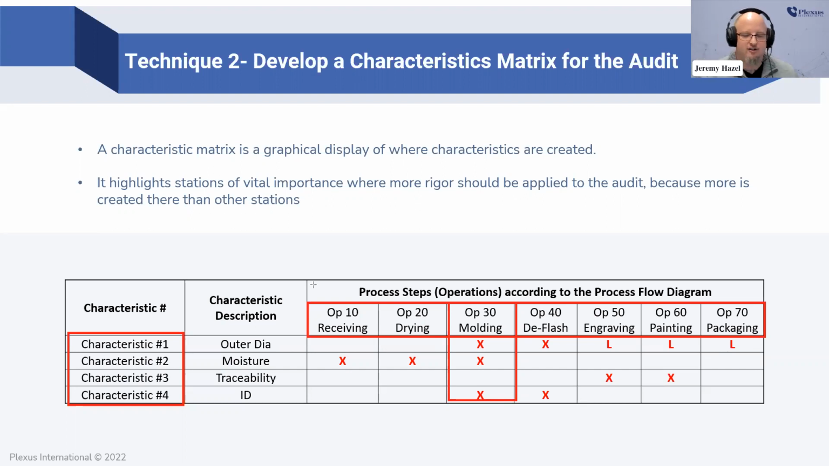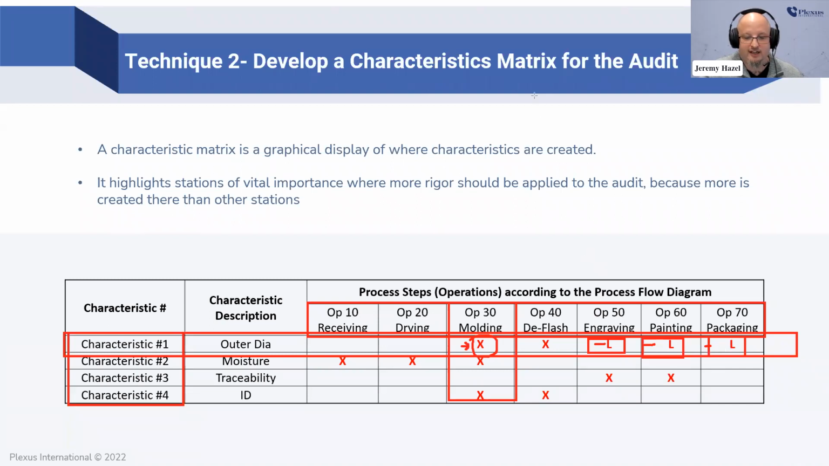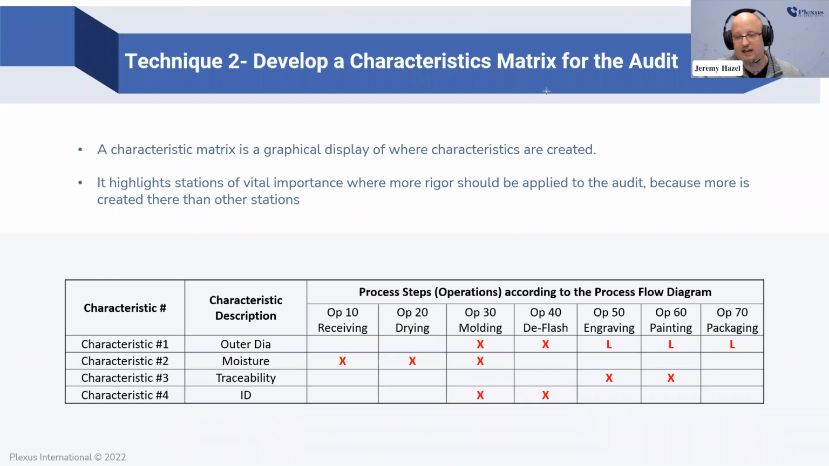And notice what this characteristics matrix gives me. It also tells me, let's say that this feature, the outer diameter here, is formed in OP30, but is used as a locating feature in some of these other operations. The reason this is so powerful is that if characteristic 1 goes sideways, not only am I influencing that outer diameter, but I am now influencing everywhere that it's used as a locating feature. Because if the location's off, I won't have it correctly engraved, I won't have it correctly painted, and I won't have it correctly packaged.